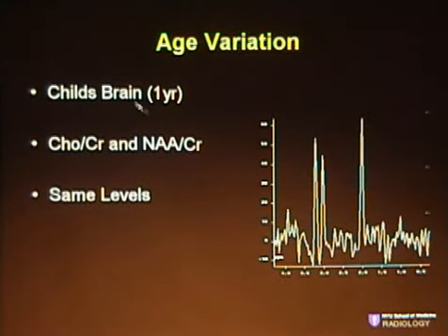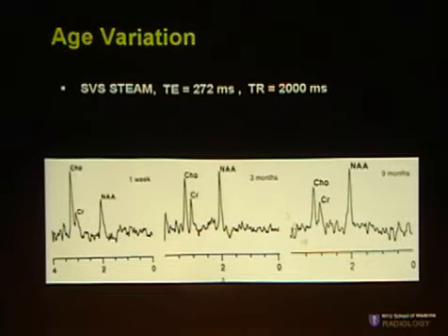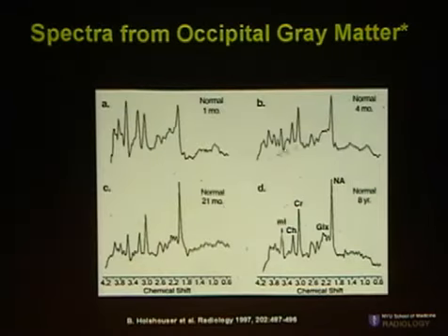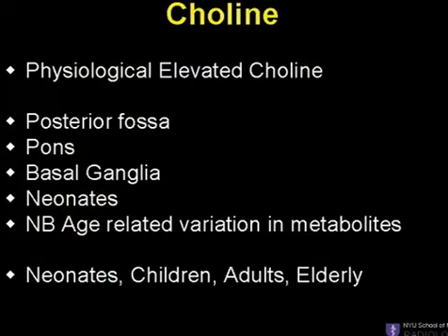By about a year of age, you'll start seeing some normalization of these metabolites, and certainly by 2, 3, 4 years, the child will obtain fairly normal-looking spectra within the brain. This is some work that came from Barbara Holzhauser's group in the Loma Linda part of our country. You can see that in the first week, the choline is much higher than the NAA, starts normalizing by about 9 months, and then certainly by 21 months and by 8 years old, we're starting to see some normal appearing spectra. So there's age-related variation as well, which will also change when you go from adulthood to very elderly patients. So keep that in mind.